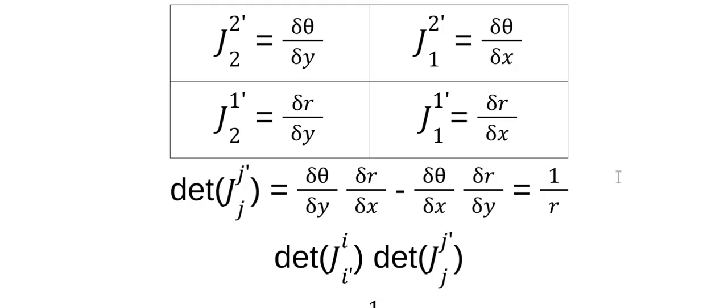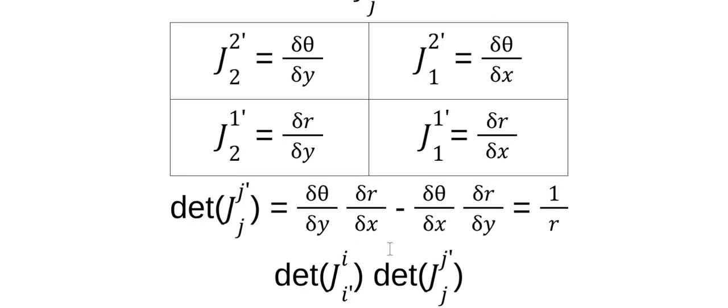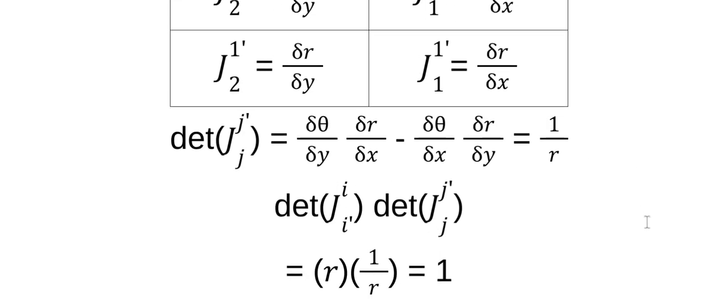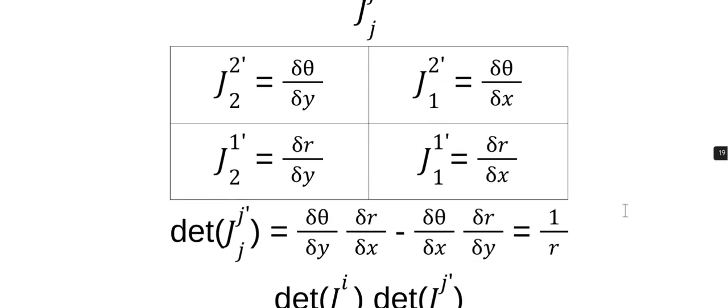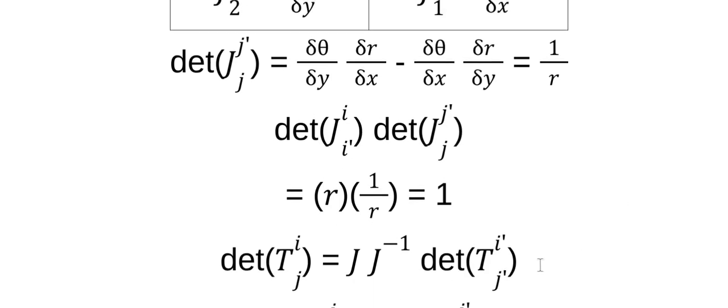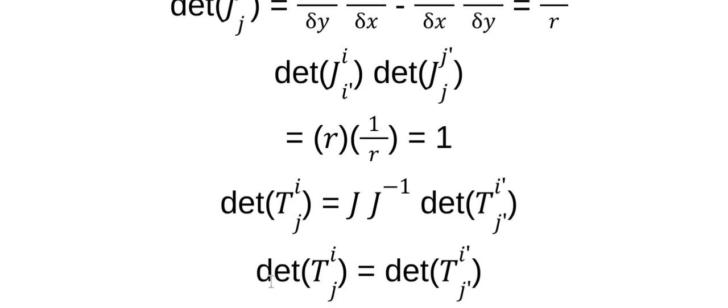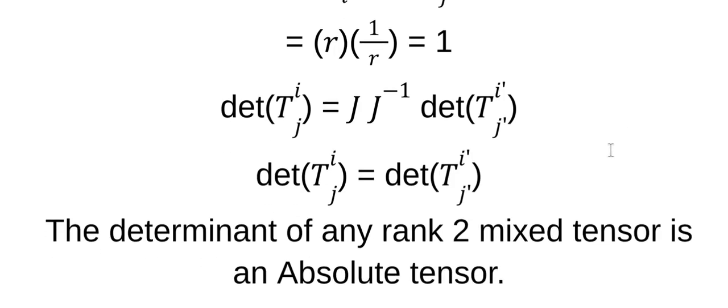So there you go. We've got the determinant of this one times the determinant of that one is R times 1 over R is 1. So they are inverses. These guys are inverses of each other. So the Jacobian times its inverse is just equal to 1. So the determinant of a mixed tensor is equal to the determinant of the transformed mixed tensor. So the determinant of any rank 2 mixed tensor is an absolute tensor, because this is true.